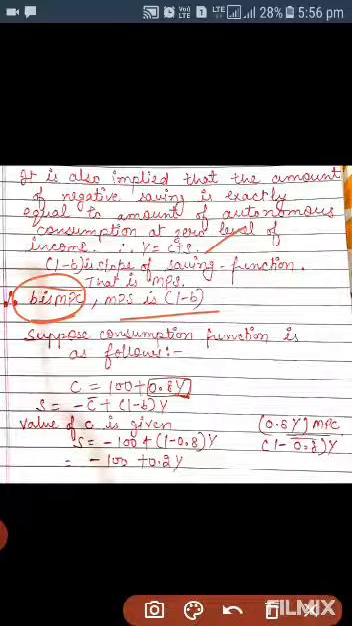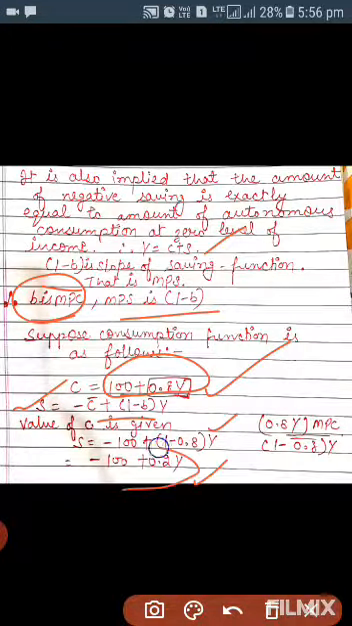Now suppose the consumption function is given as 100 + 0.8Y. We can easily derive the saving function over here. The saving function is: minus C bar plus (1 - b) into Y. Now the value of C is given, and we have to put these values in this equation. If we put the values, we get S = -100 + 0.2Y. If we solve the equation, done.